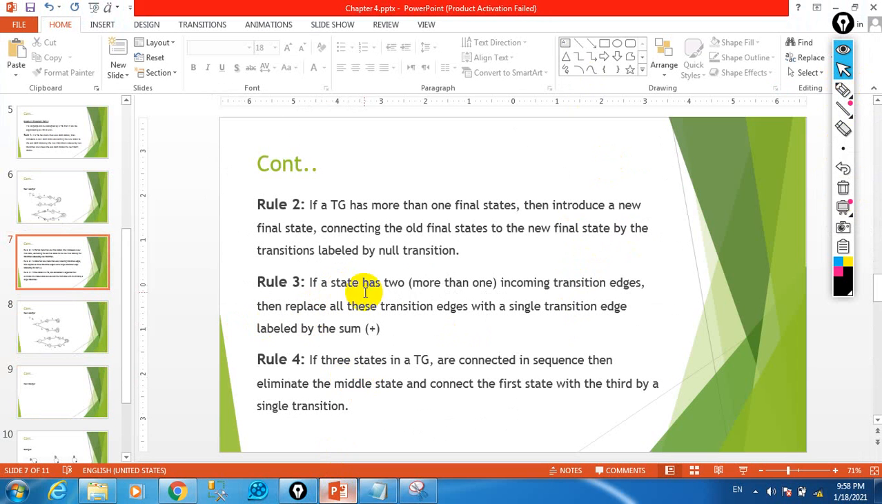So in rule number 3, if a state has two or more incoming transition edges, then replace all these transition edges with a single transition edge labeled by the sum. What does it mean? For example, we take a TG. For example, say we take state 1 and this is, for example, state 2. Okay, so for example it has a path just like this and also this transition. A state has more than one incoming transition.